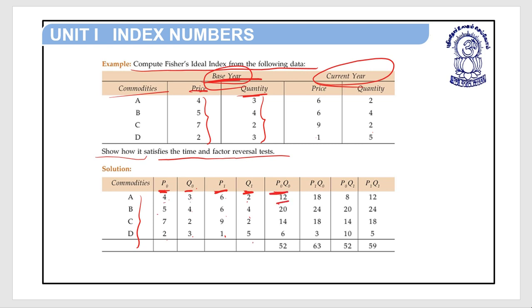Now P0 into Q0: 4 3s are 12, 5 4s are 20, 7 2s are 14, 2 3s are 6. So total is 52. P1 Q0: 6 3s are 18, 6 4s are 24, 9 2s are 18, 1 3 is 3. Total is 63. P0 Q1: 4 into 2 is 8, 5 into 4 is 20, 7 into 2 is 14, 2 into 5 is 10. Total is 52. P1 Q1: 6 2s are 12, 6 4s are 24, 9 2s are 18, 1 5 is 5. Total is 59.